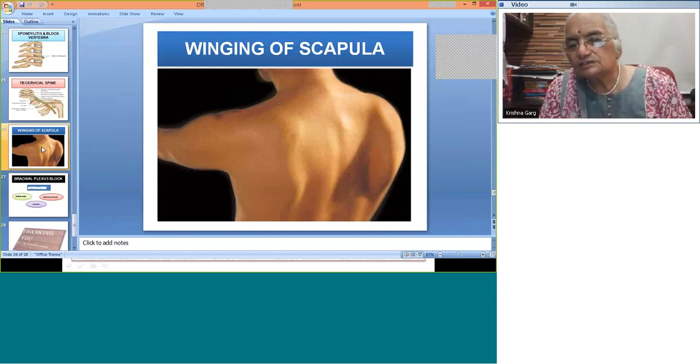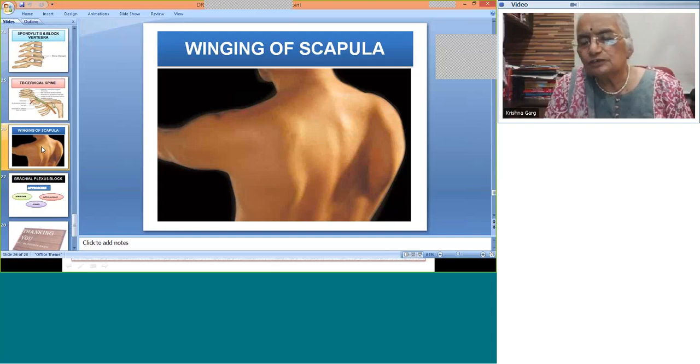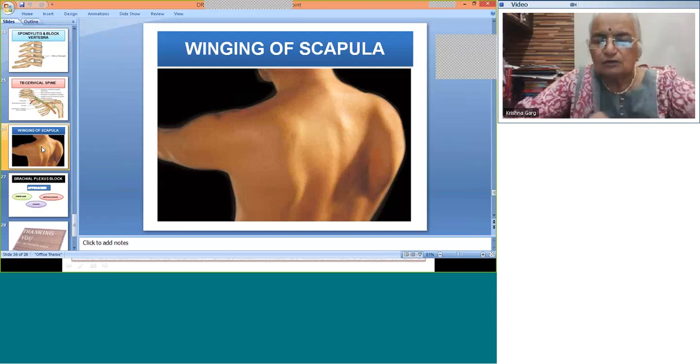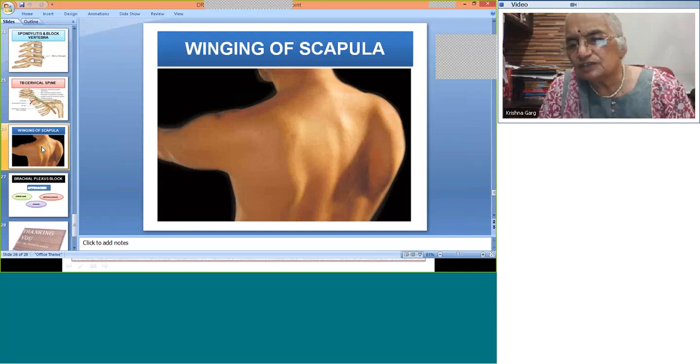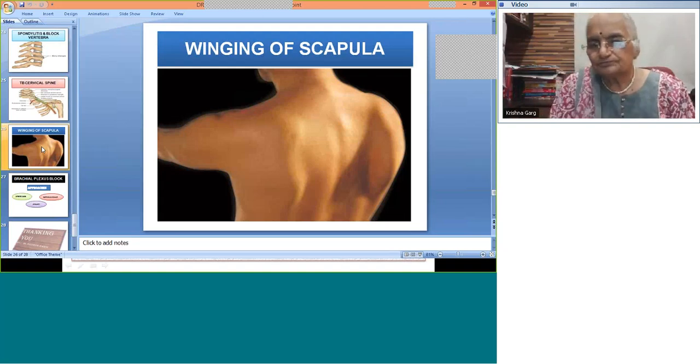As far as the nerves are concerned, the last one is the winging of the scapula, which is produced by paralysis of the nerve to serratus anterior. This is known as the nerve to serratus anterior, or the long thoracic nerve. If this nerve gets pressed, and if we do protraction of the scapula, the medial border of the scapula cannot be supported by the paralyzed serratus anterior muscle, and this gives rise to winging of the scapula. In this particular case, the right scapula is showing a winging position.